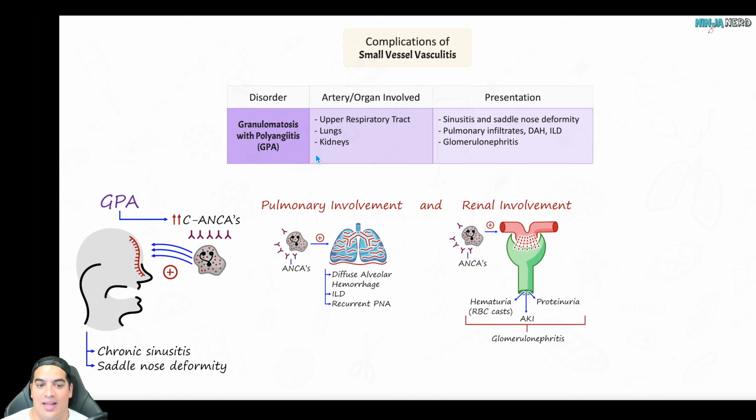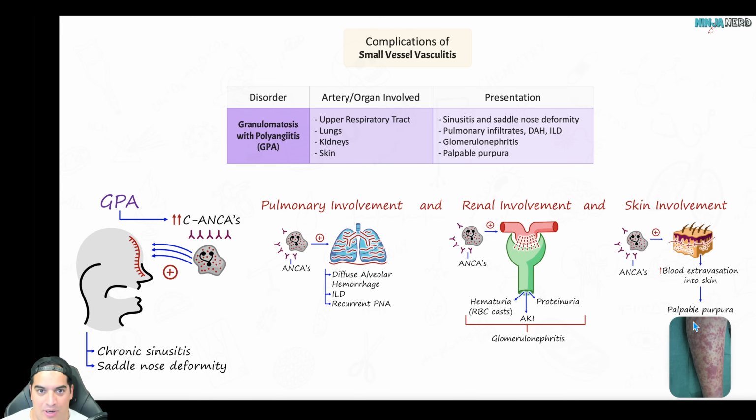And lastly, they like the skin. It's going to cause extravasation of blood into the skin tissue, which can lead to palpable purpura. The big thing that you're going to notice, a recurrent theme here, is that these three systems consistently become involved in GPA, EGPA, and MPA. They differ really only in minute things.